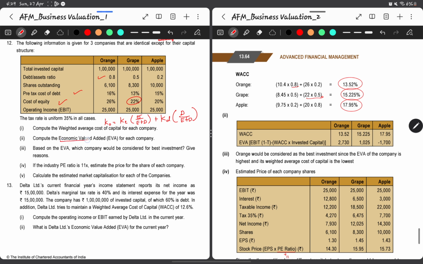Now the second requirement is economic value added, which is nothing but NOPAT minus capital charge, wherein capital charge is nothing but invested capital multiplied by weighted average cost of capital, and NOPAT is the operating income, EBIT, multiplied by 1 minus tax rate. So it is the post-tax operating income, that's what is net operating profit after tax.